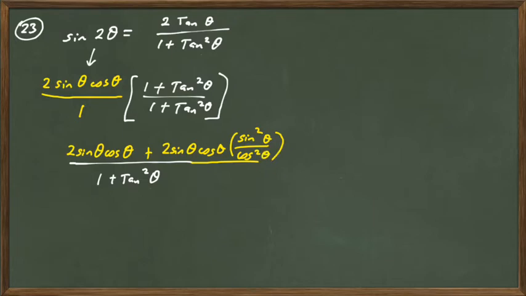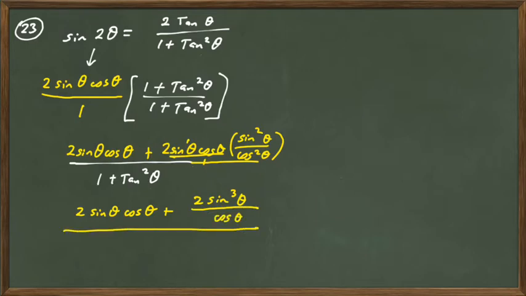So, let's see. 2 sine theta cosine theta plus, what's going to happen here? You're going to get 2 on top. You're going to get a sine to the third, aren't you? Sine squared times that sine. And one of the cosines will cancel, leaving you a cosine on the bottom, right? And again, this is all over this. I was just working in the numerator.